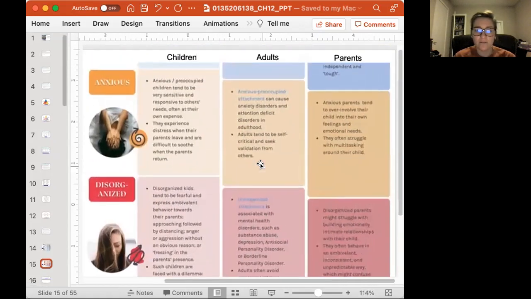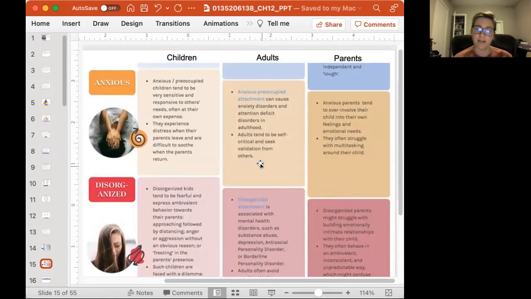So anxious children are anxious and preoccupied, which lends to being very sensitive and responsive to others' needs, often at their own expense. They experience distress when their parents leave and are difficult to soothe when their parents return. As for adults, anxious preoccupied attachment can cause anxiety disorders and attention deficit disorders in adulthood. Adults tend to be self-critical and seek validation from others.